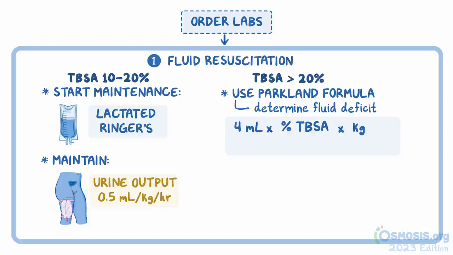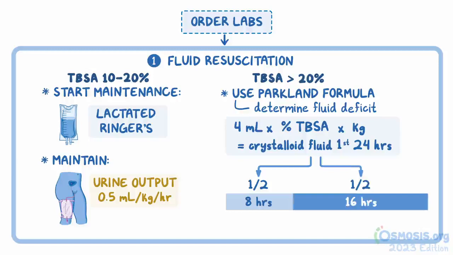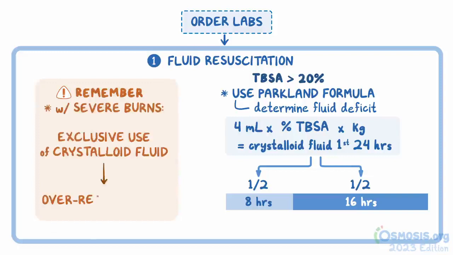This will give you the total amount of crystalloid fluid needed in the first 24 hours, with half of the volume administered in the first 8 hours and the remaining amount given over the next 16 hours. Then administer lactated Ringers to replace losses and maintain urine output at 0.5 milliliters per kilogram per hour. Remember that in patients with severe burns, exclusive use of crystalloid fluid may result in over-resuscitation, which can lead to complications like bowel and pulmonary edema.